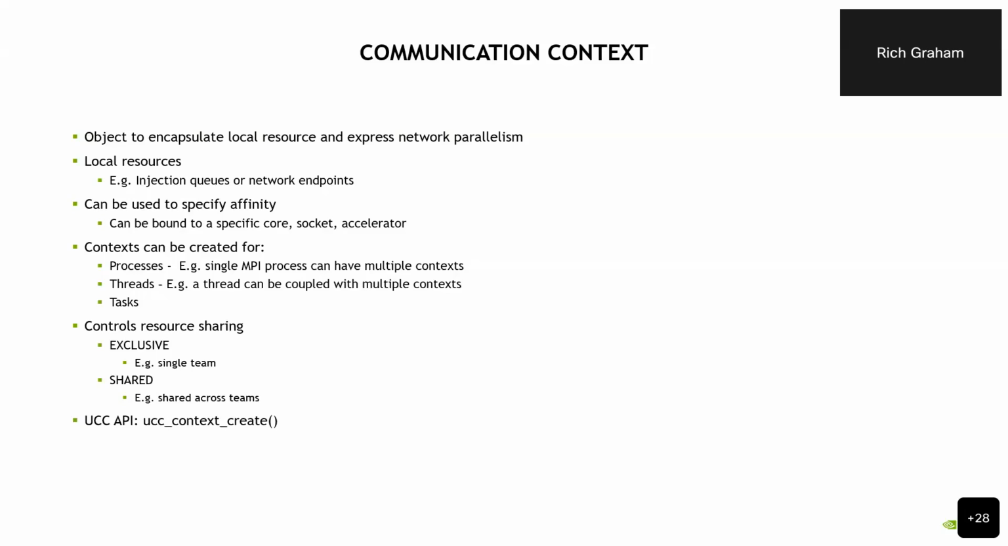So context can be created in a variety of ways. So you can have contexts that are allocated on a per process basis. So for example, a single MPI process in principle can have multiple contexts if you initiate multiple versions of the UCC library. So this is different from communicators. This has nothing to do with communicators. This has to do with the resources that the communicators will later use.